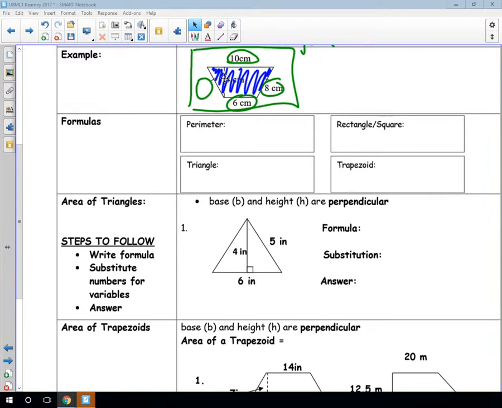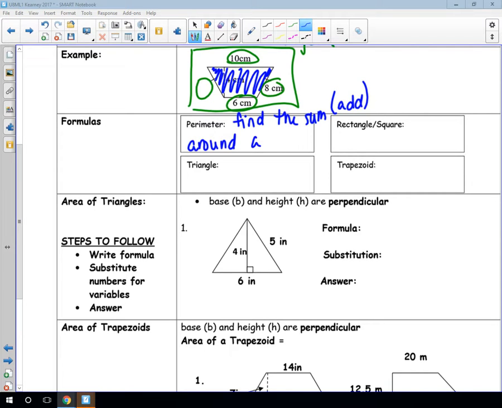So on perimeter, we're talking about that's the distance around. How do we find the distance around? That's right, we're going to add up all the sides. And in math, we call that find the sum. So the formula for perimeter is to find the sum, which in parentheses, I'm just going to remind myself that sum means to add. So find the sum around a figure. Okay, so we're going to add up all the sides around a figure.